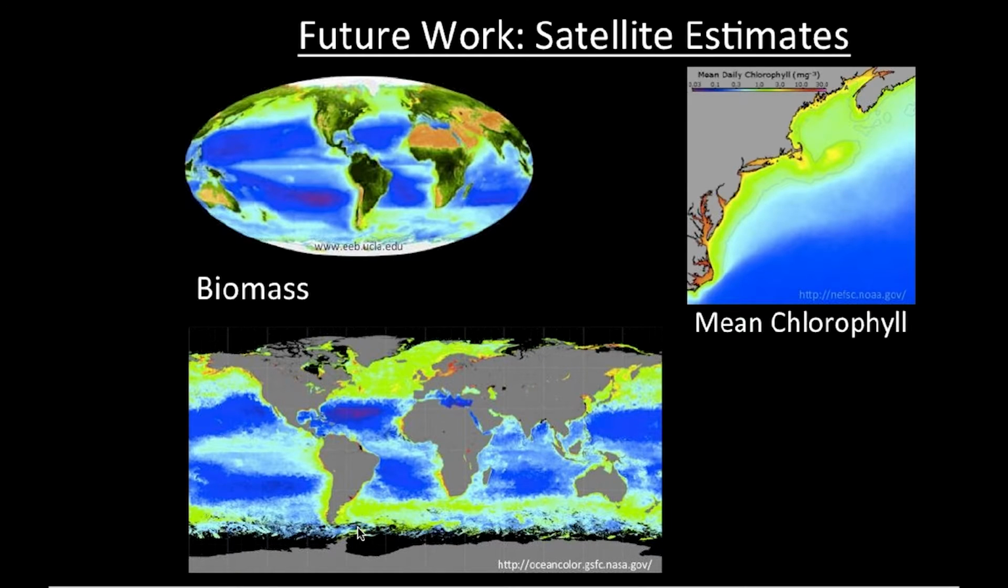So future work for this project would involve comparing our model output to real-world satellite estimates. And we could look at phytoplankton biomass, as these two figures on the left show, or phytoplankton mean chlorophyll at the top right corner. And mean chlorophyll is a pigment that phytoplankton produce as they're photosynthesizers. And that's another proxy for finding out where phytoplankton are occurring in the ocean.